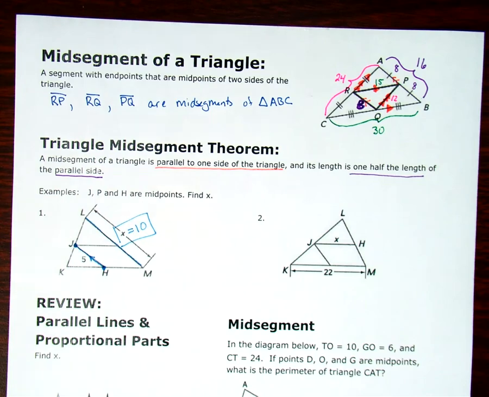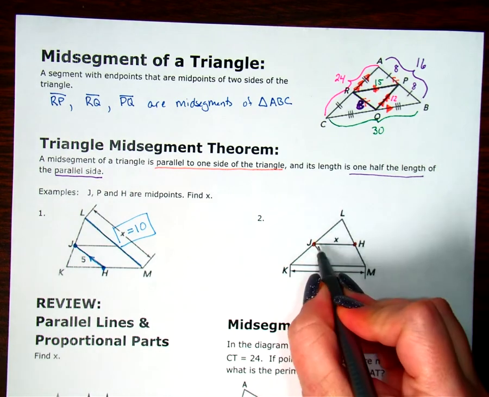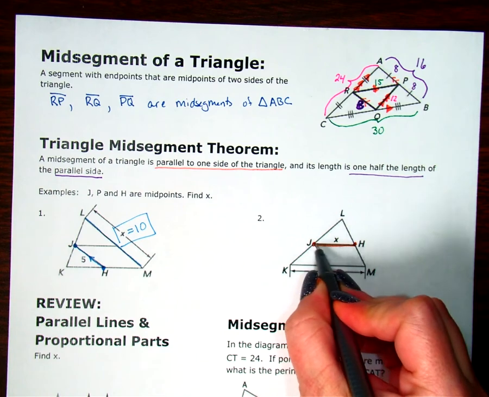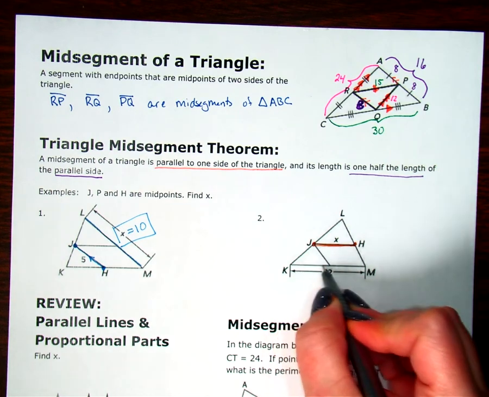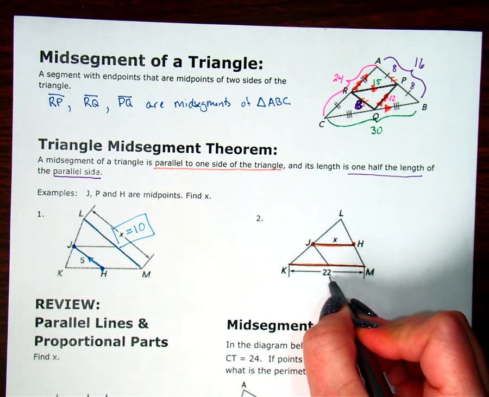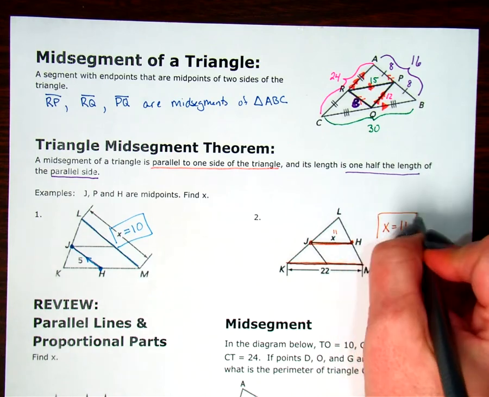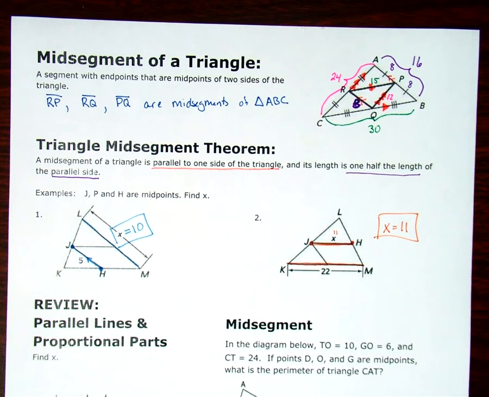Okay? When I look at the next one, again, J, P, and H are midpoints. I don't have a P, but I do have a J. And I do have an H. If those are midpoints, that makes JH a mid-segment, which means it's parallel to this side, and it's half of that side. So if that side's 22, then X must be 11. Okay? So that is the triangle mid-segment theorem, a nice, simple, short little theorem that doesn't require a whole lot of actual computation. So that's kind of a nice little thing about the mid-segment there.